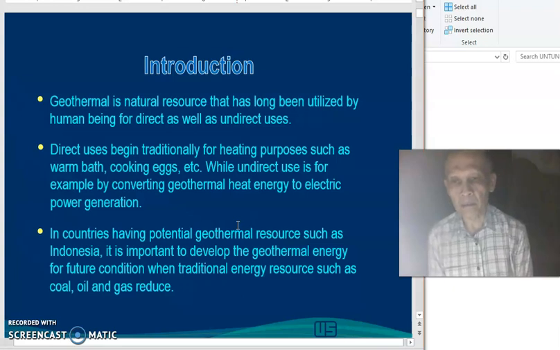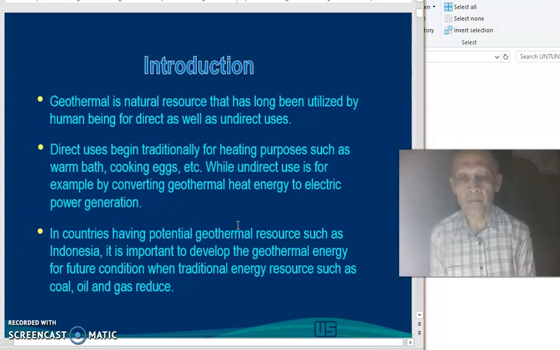In countries having potential geothermal resources, such as here in Indonesia, it is important to develop geothermal energy in the future for energy development.